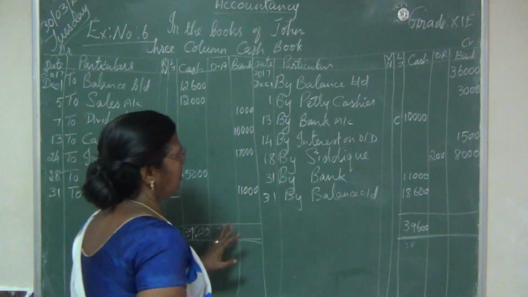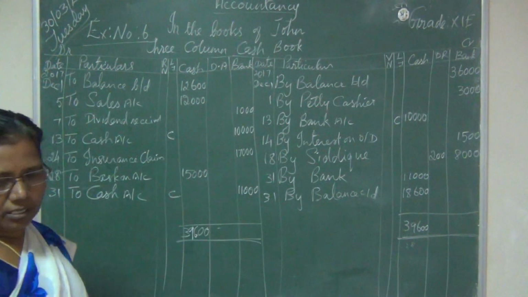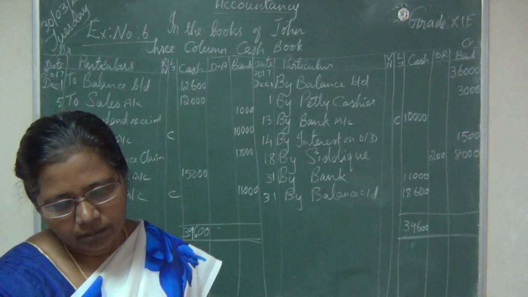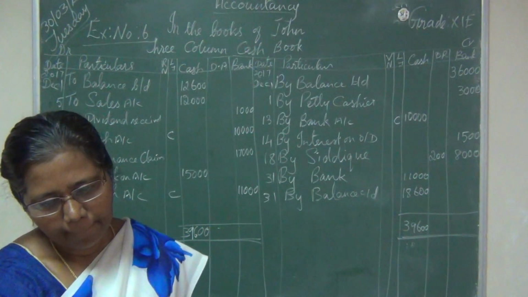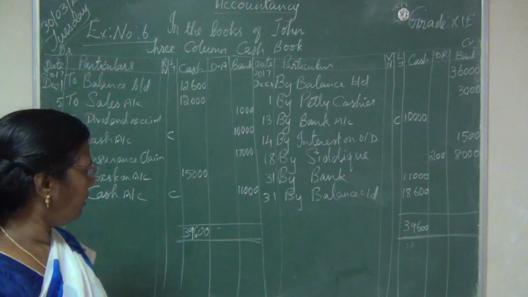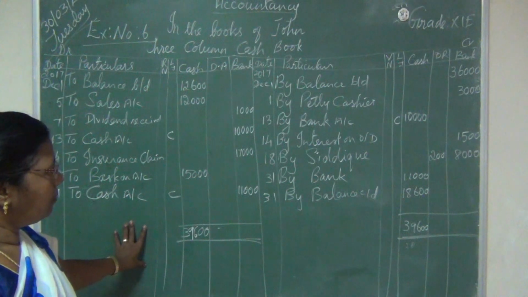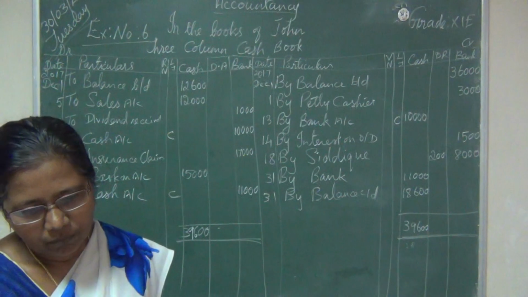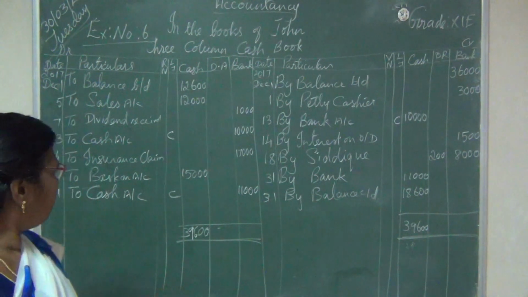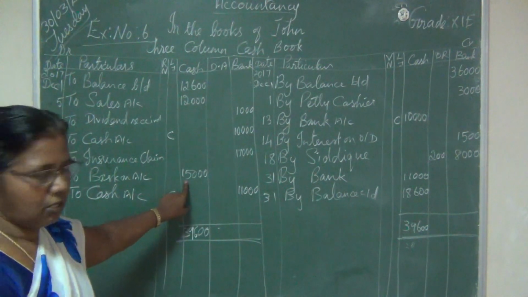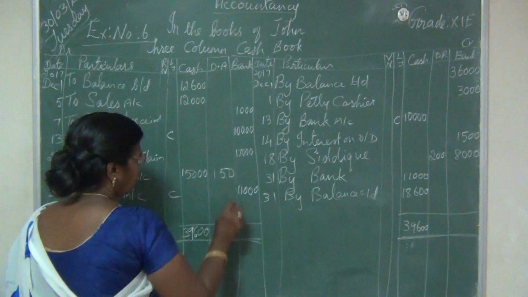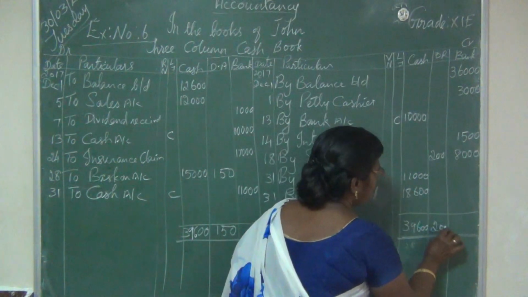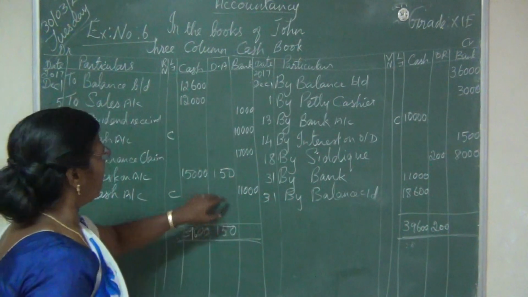Discount, no discount. Yes, discount allowed is there, isn't it? We have left one, I think. Discount allowed to him. Cash received from Bhaskar 15,000, so discount allowed 150. So that 150 you write. Then discount received 200.